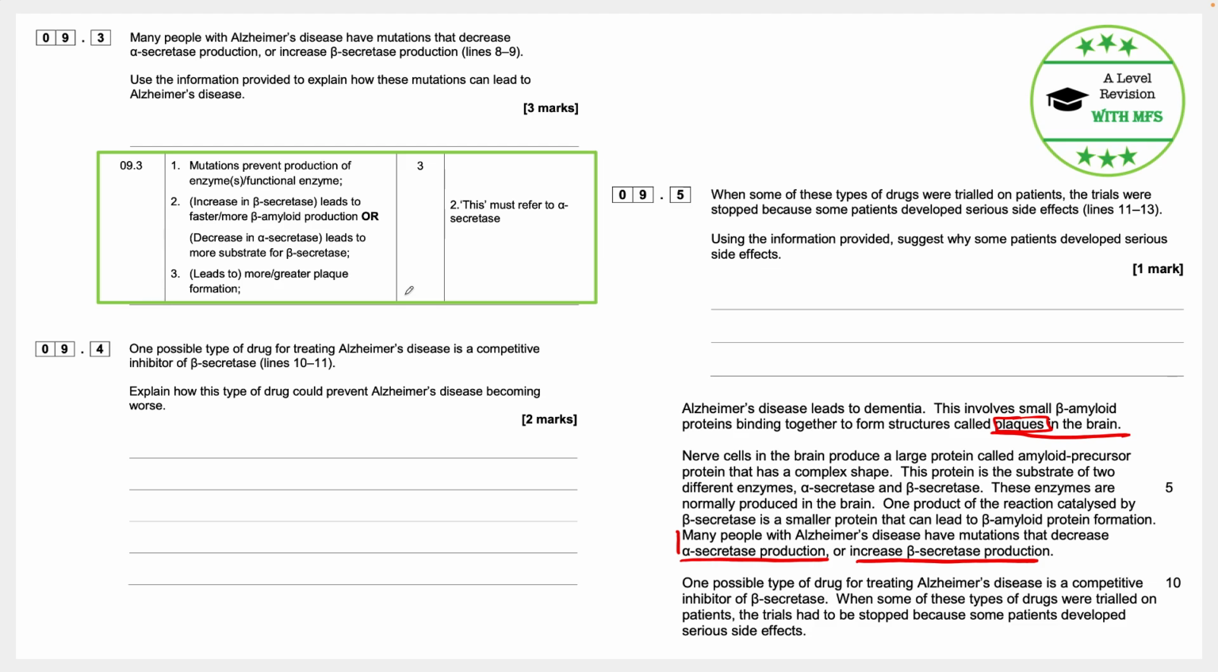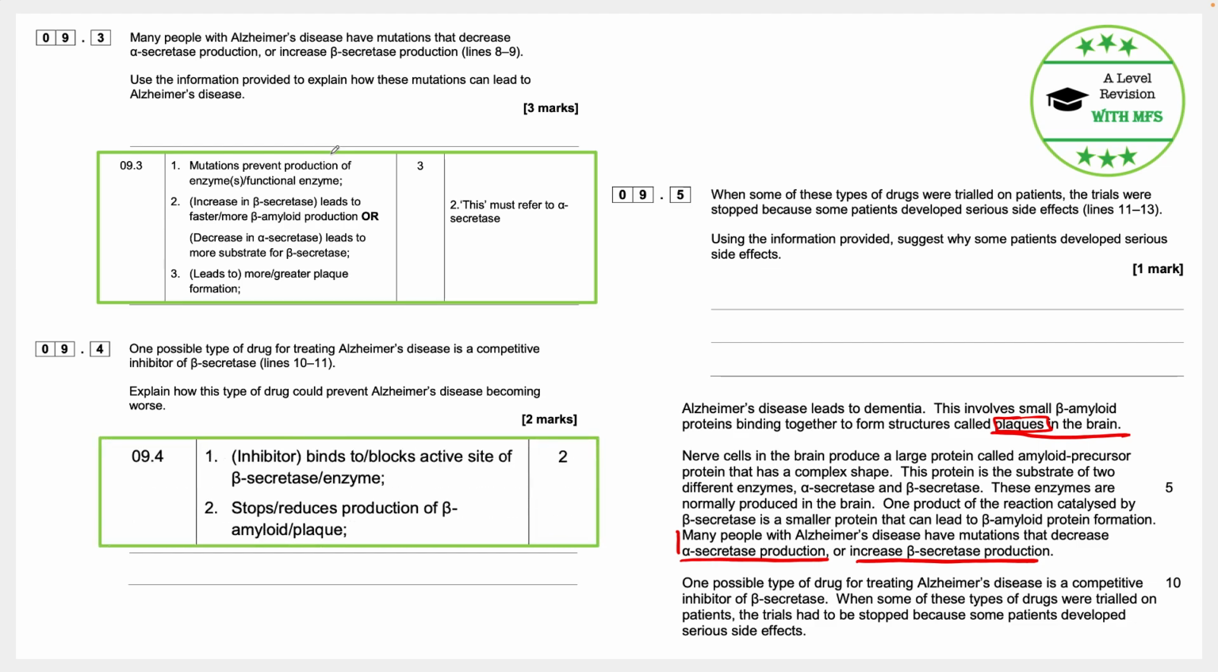Okay, so basically this competitive inhibitor is going to bind to the active site of beta secretase, and it's going to reduce the production of your beta amyloid protein formation. And that's what the mark scheme says: binds to the beta secretase enzymes and reduces the production of beta amyloid. Or you could have said plaque.